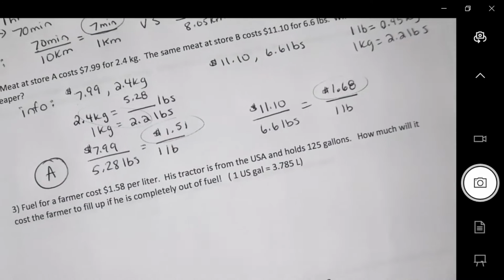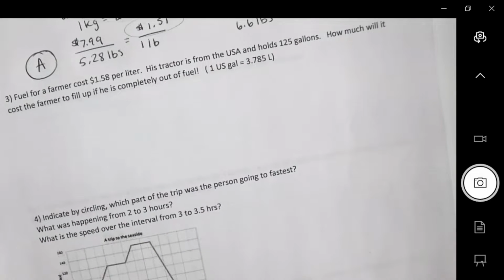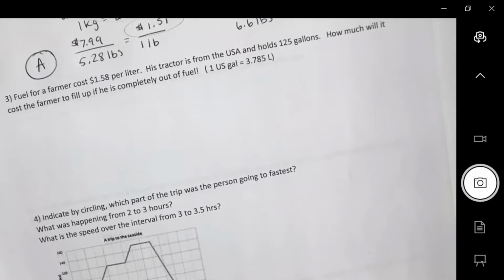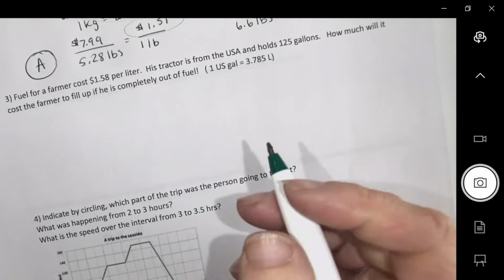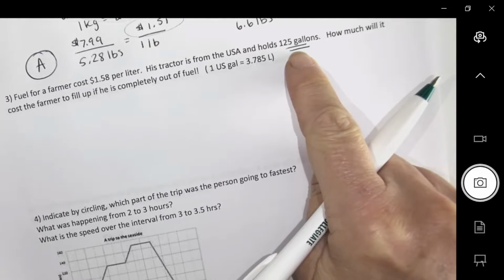Okay, number 3. Fuel for a farmer is $1.58 per liter. His tractor is from the US and holds 125 gallons. How much will it cost the farmer to fill up if he's completely empty? So I have a conversion here. So 1 gallon is that many liters. Okay, so let's convert this.